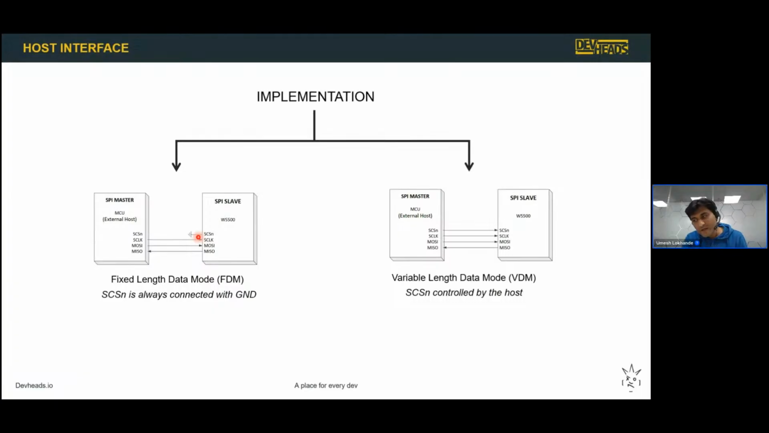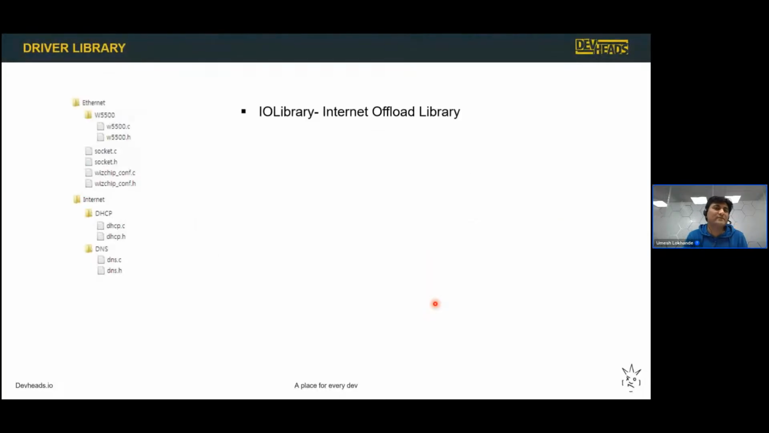So the implementation that we will see today is the variable length data mode, okay, wherein the CS pin, chip select, will connect to a GPIO pin, or the CS pin, chip select pin, of the microcontroller. We'll see the implementation, but these are the two ways we can connect.